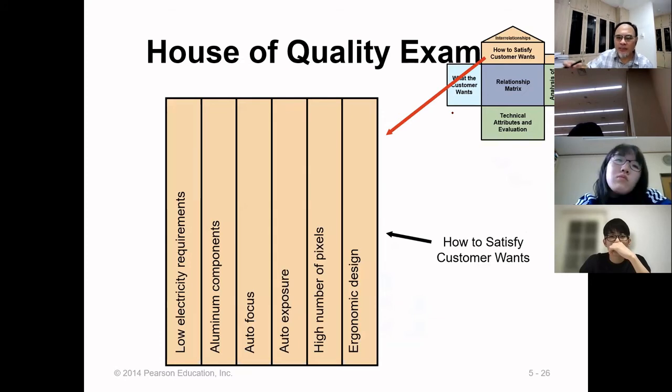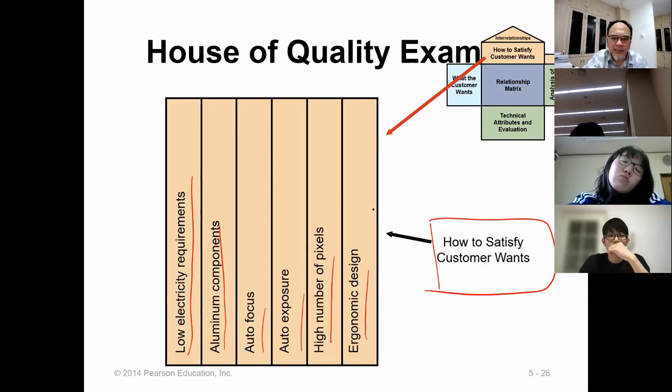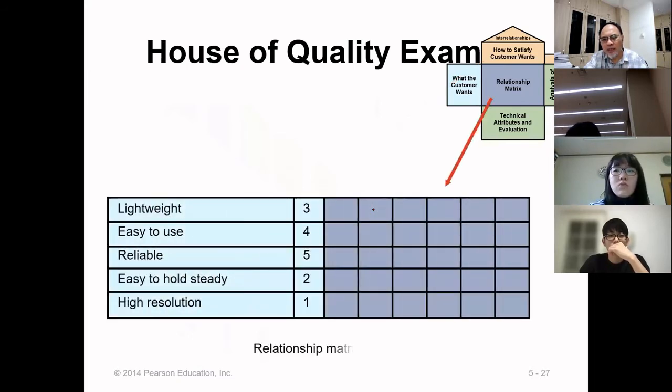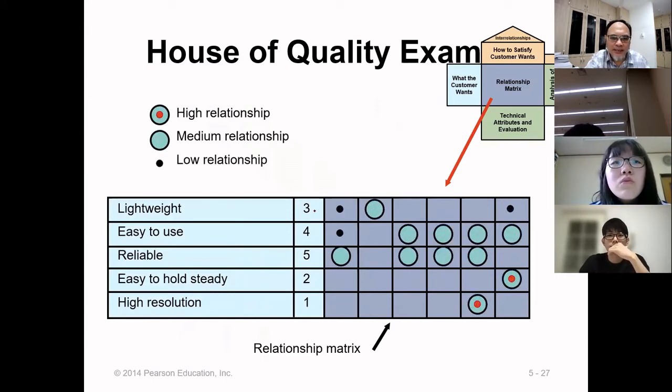And so what the company does is the design team will determine technically how we are going to fulfill that requirement. For example, low electricity requirement, low energy basically. We are going to use components made from aluminum because it's light, autofocus, auto exposure, high, and so on. Okay, so that becomes our internal company's house.